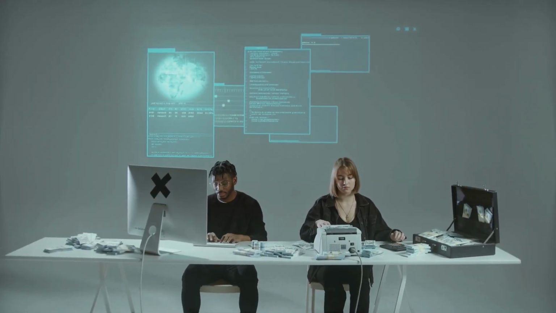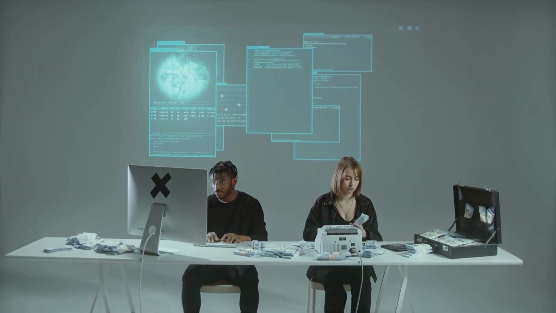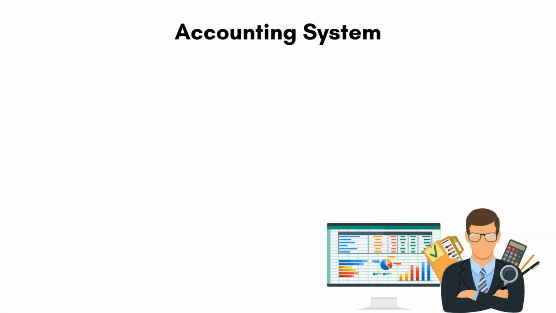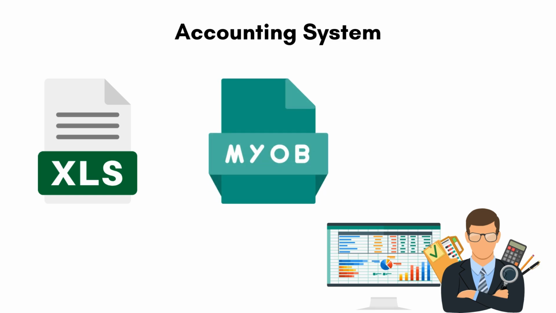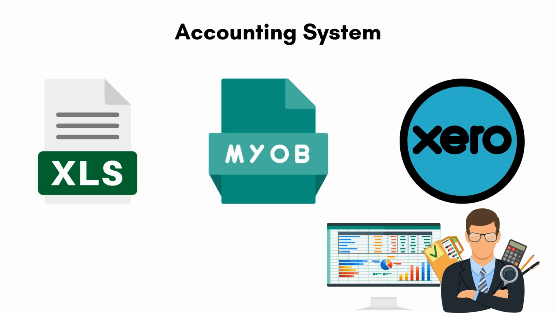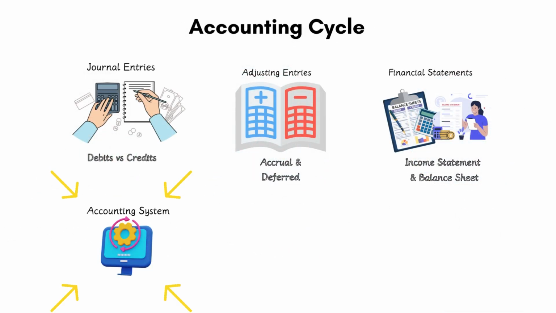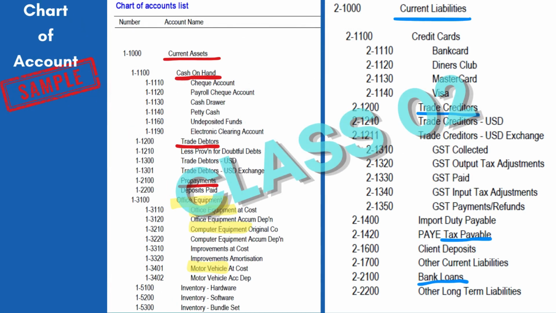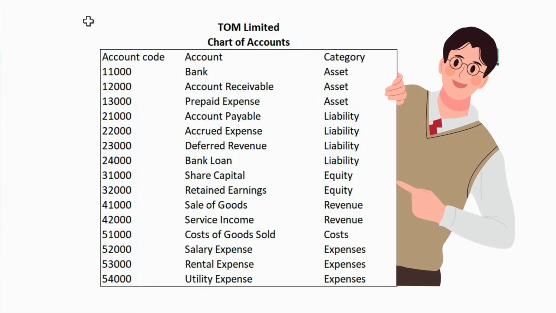To capture accounting transactions, we need an accounting system. This can be as simple as using Excel or as advanced as specialized accounting software. It doesn't have to be a complicated system. In a typical accounting system, there is a chart of accounts, which I showed you in our second class. Here, I've created a simple one for demonstration purposes.